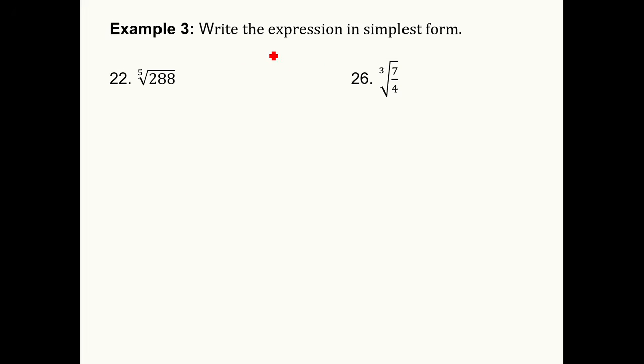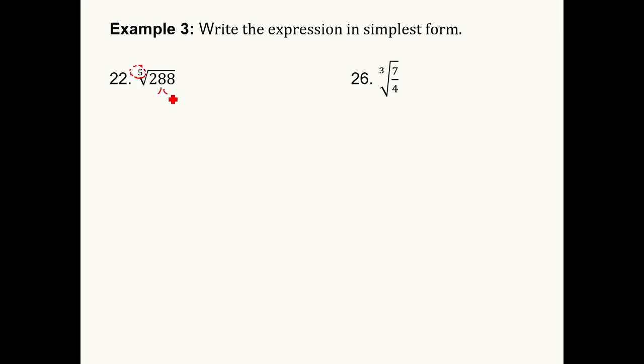Example 3, write the expression in simplest form. Well, here to simplify a single radical term, what we're going to try and do is create a perfect fifth power underneath a fifth root. Try and get some type of cancellation to happen there. So the best way I can think to do this is actually with a factor tree. And that's just because in the case of a fifth root, we really don't have known lists of fifth powers.